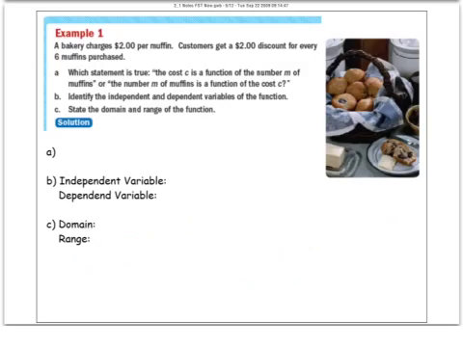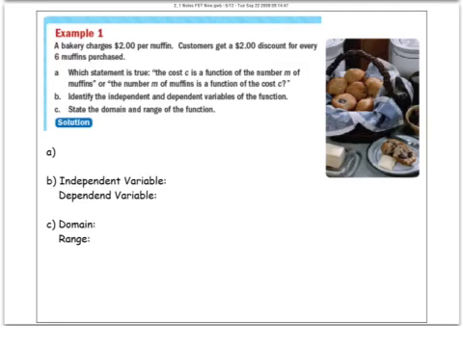Okay, let's get to another objective. This objective talks about defining independent and dependent variables. Remember, independent is the input or the x, dependent is the output or the y. Here's our scenario. A bakery charges $2 per muffin. Customers get a $2 discount for every 6 muffins purchased. Which statement is true to say? Is cost a function of the number m of muffins, or is the number m of muffins a function of the cost? One of these two statements is the right relationship.